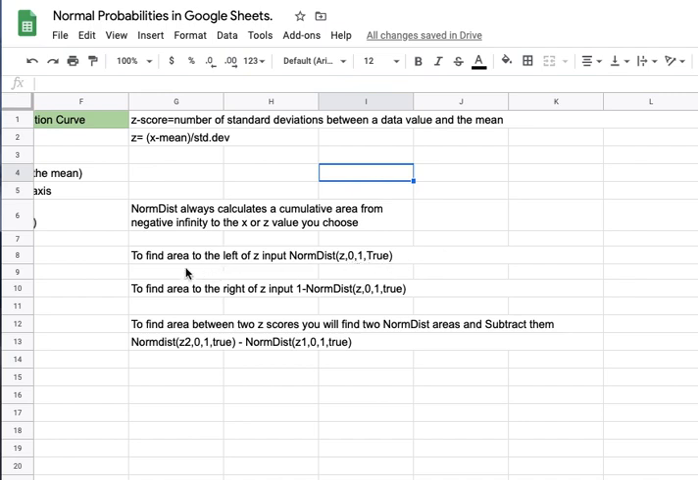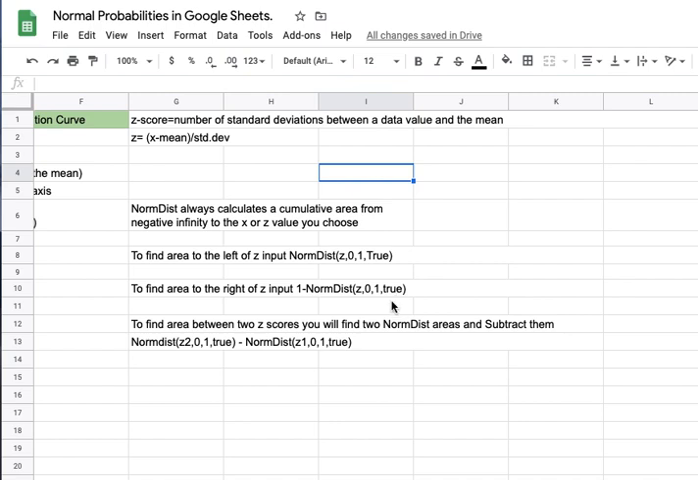In the event that you wanted to find an area to the right of some z value, remember, the total area under the curve is 1. So if you want to find the area to the right, first find the area to the left, and then subtract that part that you don't want from the total, which is 1. So you would simply input 1 minus NORM.DIST, z, 0, 1, and the word true.